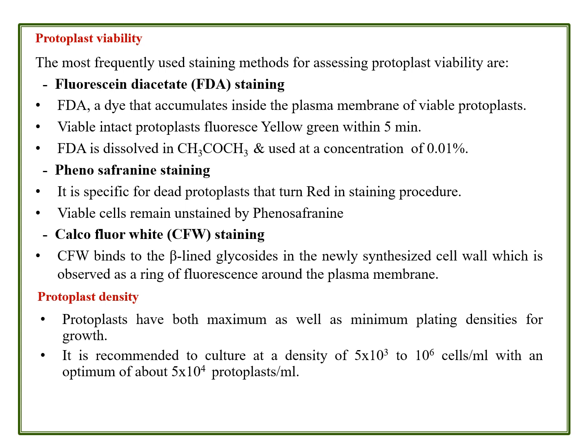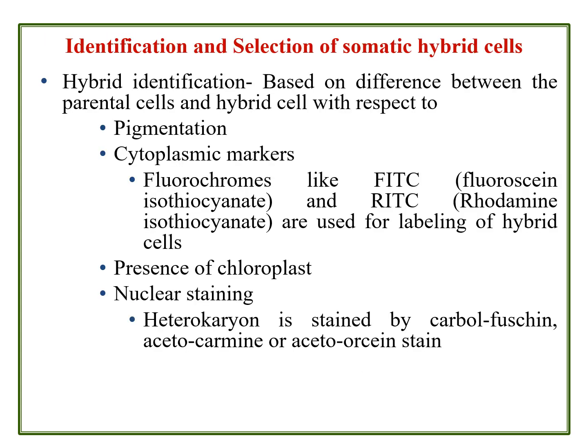Protoplasts have both maximum as well as minimum plating densities for growth after fusion, and it is recommended to culture them at a density of 5 × 10^3 to 10^6 cells per ml, which is the optimal quantity to culture the protoplasts after fusion. It has been observed that 5 × 10^4 protoplasts per ml is the optimal quantity to culture the protoplasts. So these are the identification and the selection of the somatic hybrid cells.